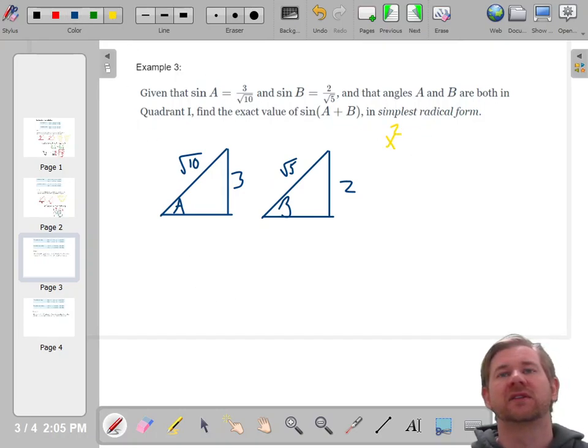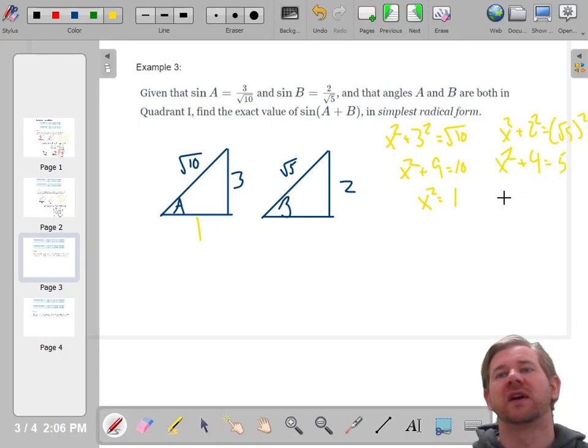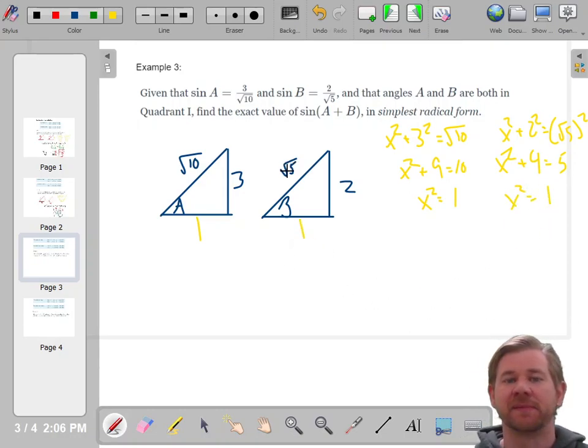So I'll do it over here. X squared plus 3 squared is radical 10 squared. X squared plus 9 is 10, so x squared is 1. That means that's 1. And then I'll do the same thing. X squared plus 2 squared is radical 5 squared. X squared plus 4 is 5, so x squared is 1. Again, they're both 1. Fine. Doesn't really matter to me.